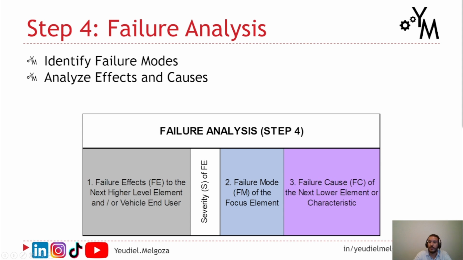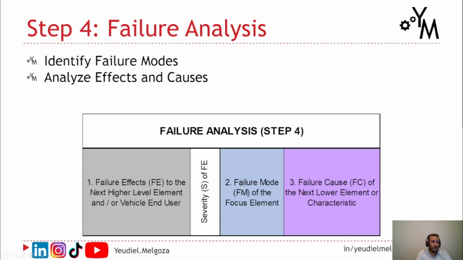And determining potential causes is the heart of the DFMEA. Basically, here in this first column, the failure effects to the next higher level element and our vehicle end user is the impact or the consequence of a failure mode at the system or the user level. I think this is very easy. The severity is the rating or score of how serious the failure effect will be for the end user or for the system.